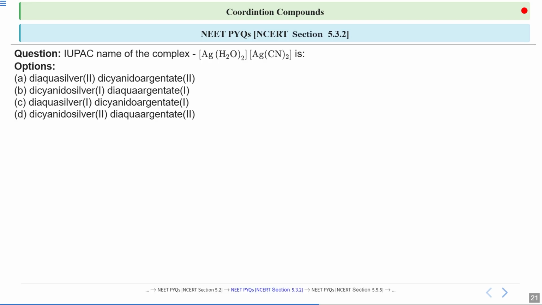The options are: diaquasilver(II), dicyanidoargentate(II); or dicyanidosilver(I), diaquaargentate(I); or diaquasilver(I), dicyanidoargentate(I); or dicyanidosilver(II), diaquaargentate(II). You have been given some time, try to solve this, then we will see the correct answer.